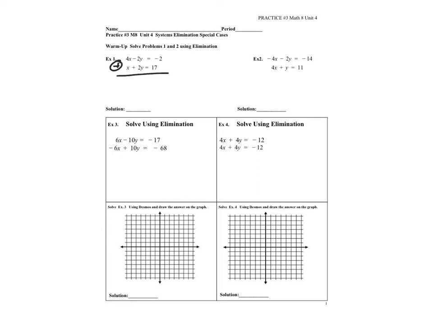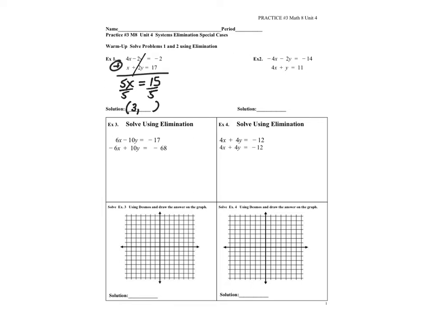So we can see here that we can add in order to wipe out the y's. So 4x plus x is 5x. Negative 2y plus 2y is 0, so that eliminates. And negative 2 plus 17 is 15. I have a one-step equation, divide by 5, and I have half of my answer because remember, the solution is an ordered pair.